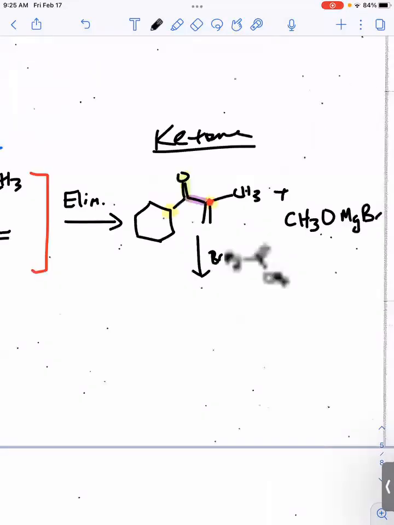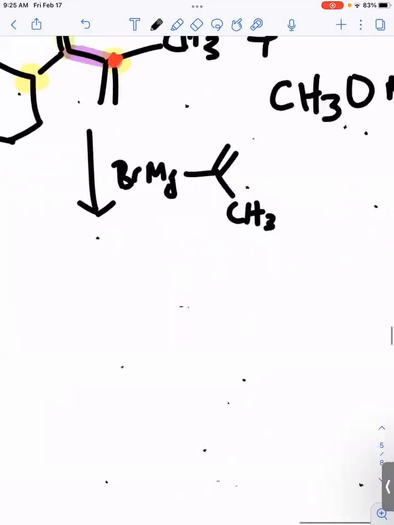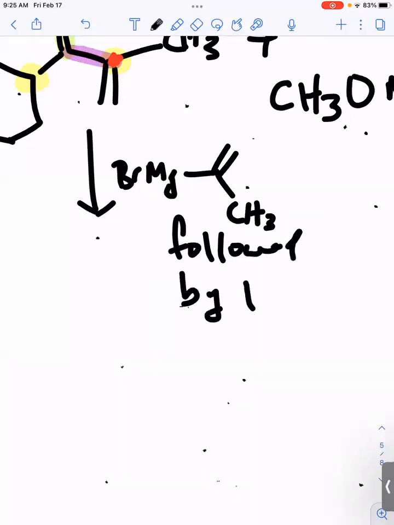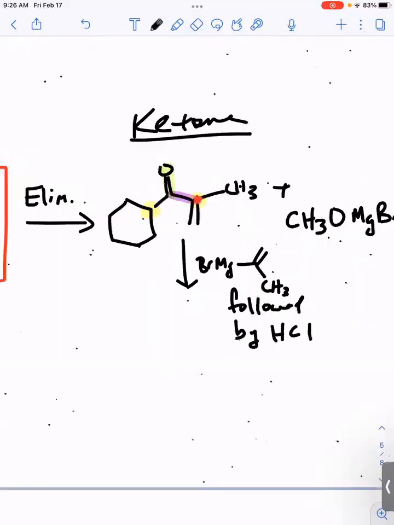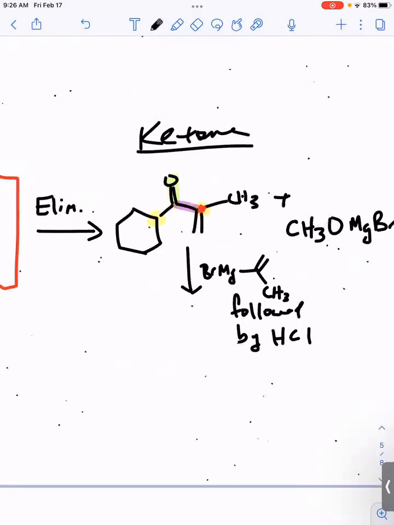If I add another mole, and then add in some HCl after adding in another mole of Grignard, what would I get? And I'm not adding it to the start material, I'm adding it to the ketone product. Because once I set this up and go to lunch and come back, the flask is going to contain only the ketone. Might be a little bit of ester left, but not much.